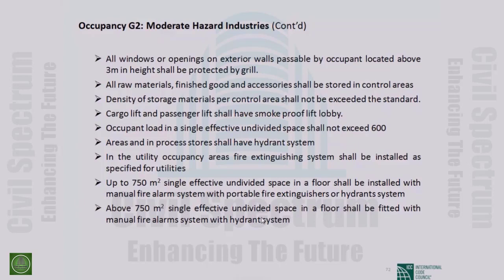There are some other things about the moderate hazard industry. All windows, all openings, all exterior walls accessible by occupants located above 3 meter in height shall be protected by grills. So all openings must be protected by grills so that they cannot jump. Actually, when there is a fire, people have a tendency to jump. What happened last week in Narayanganj? Some people jumped and died. So there should not be any open thing.